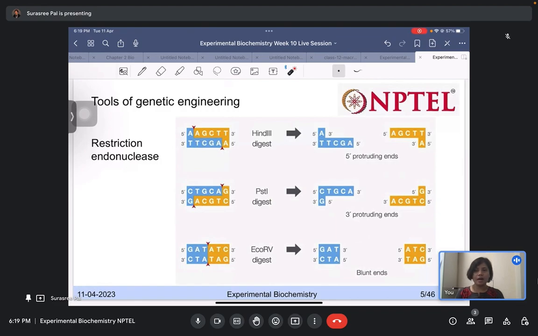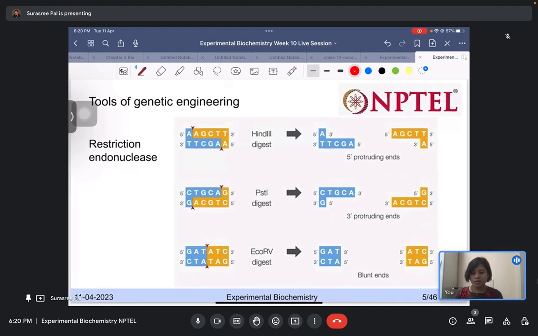So this part that I was talking about, the cutting of the plasmid. How do we cut the plasmid DNA as well as any DNA of our interest? We use an enzyme which is called the restriction endonuclease. These are enzymes which are endonucleases, so they can cleave between two nucleotides. They can break the phosphodiester bond between two nucleotides in the middle of the DNA sequence.